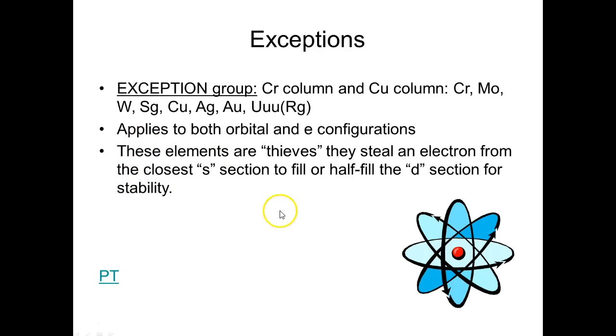So we liken these to thieves. We say that these elements are thieves and they steal an electron from the closest S section to fill or half fill their D section for stability. They are trying to become more stable. This applies to both orbitals and electron configurations. Here's an example. Chromium, you would expect it to be 4s2, 3d4, but because it's one of this group, the last D section will steal one of the S's and put it into its D section.